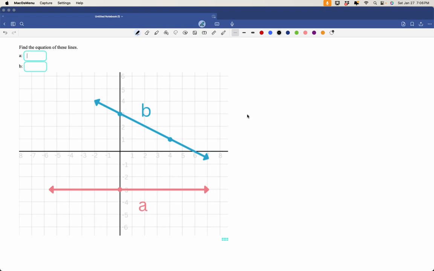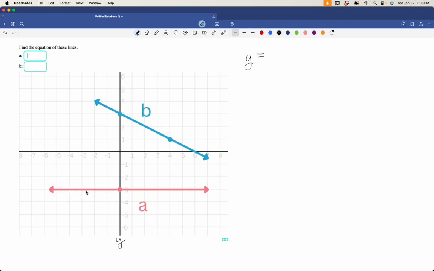All right, so here was the next problem. We had to find the equation of these lines. So let's do A first. Whenever you have a flat line, there's no slope. Slope means angle. So if it's flat, it does not have an angle. So we would write the line that is flat like this. You look at the axis that it's crossing, and here it is crossing the y-axis. So whatever axis, if you have a flat line or a straight up and down line, whatever axis it's crossing is the letter that you write.